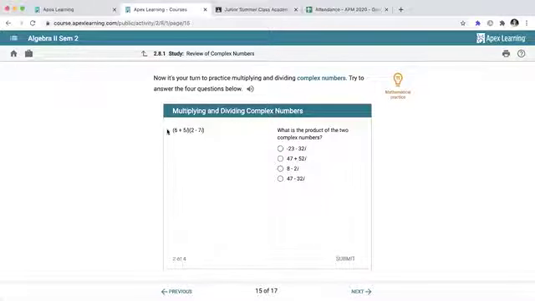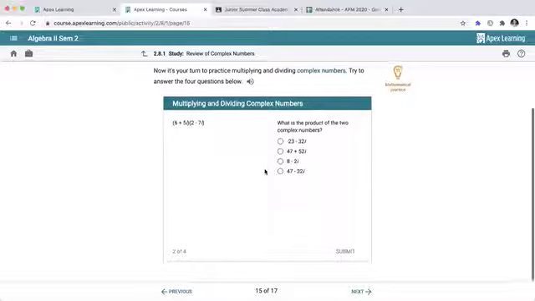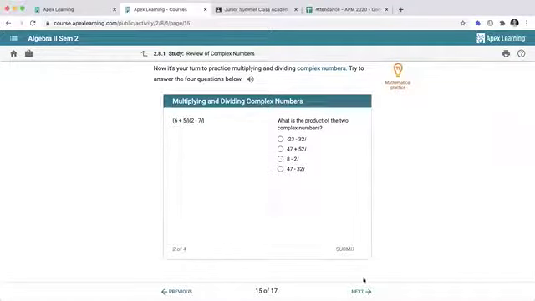For this one here, a little bit more involved. I'll let you guys try this one on your own. But remember, you're just going to use the FOIL method. Once you FOIL it all out, you're going to be left with some kind of i squared value. You change i squared into -1, and you go on from there. Again, I'll let you try these on your own here.